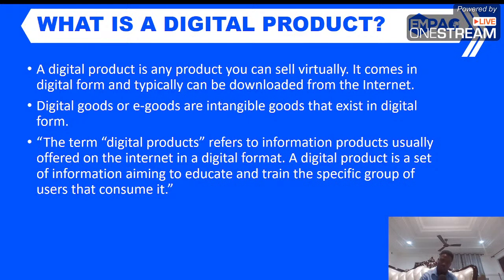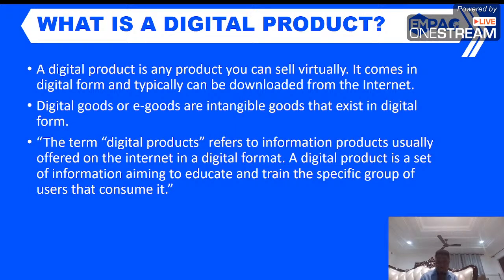So it is virtual, but there are things we use. If it is Play Store, you use an app which we pay for. You can't carry the app to show someone that this is what I've purchased. So it comes in digital form and typically can be downloaded from the internet. So digital goods are e-goods. Digital goods or e-goods are intangible goods that exist in digital form.